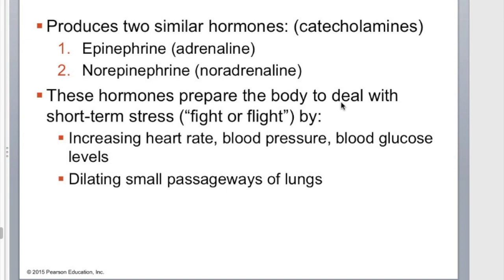We've done adrenal cortex. Okay, so let's move on to the adrenal medulla. The adrenal medulla is your short-term stress hormones, your epinephrine and your norepinephrine. These are the hormones that are going to get you away from that big bad bear that's going to chase you. Increases your heart rate, increases your blood pressure and your blood glucose levels in order to give you the energy and the strength to move away from danger. It also dilates your lungs to allow for greater oxygenation of your blood.